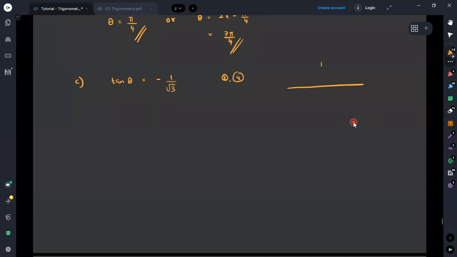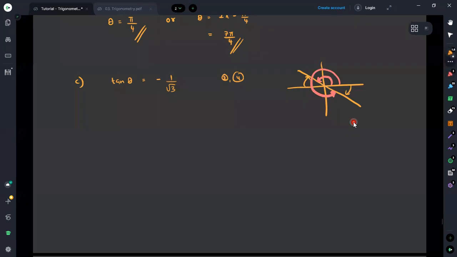Therefore, we can measure the angle. If it is in the second quadrant, the angle should be measured in this direction. If it is in the fourth quadrant, the angle should be measured in this direction. It is because we always consider the associate acute angle first, and thereafter we find the actual angle. Therefore, first we find this angle, and thereafter we take this angle as well as this angle.